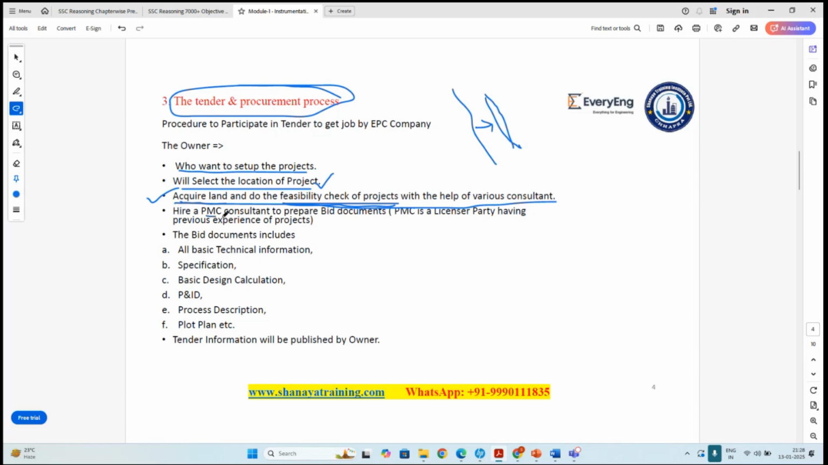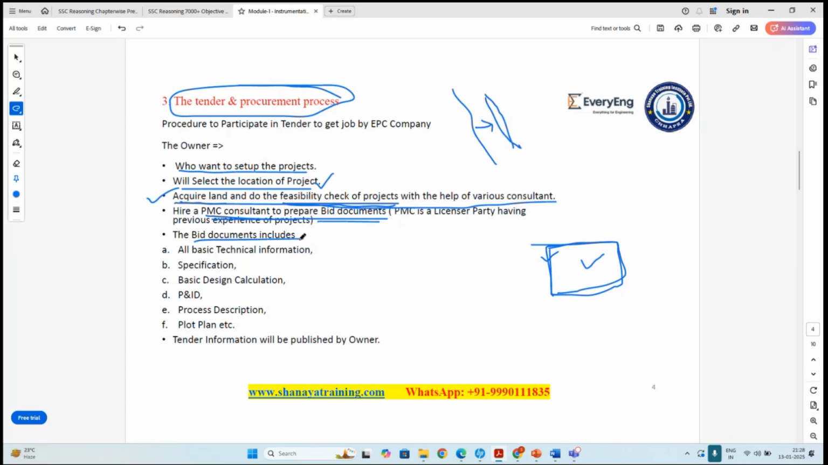Once the feasibility check is okay, the owner will hire a PMC consultant to prepare the bid documents. Since the owner has to set up some project XYZ, he will not go to the market directly and say that I need to set up this project. First of all, he will have to state the specification and scope of the project, what he wants. So to prepare the scope and the technical requirements of the project, he will hire a PMC consultant and that PMC consultant will prepare the bid documents.